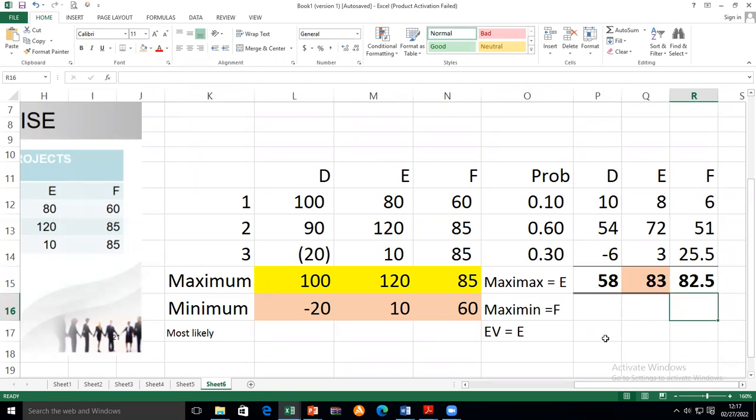So far we have seen three rules. We can use the max mean, or expected values. And we have seen that the choice depends on which criteria we use, isn't it?